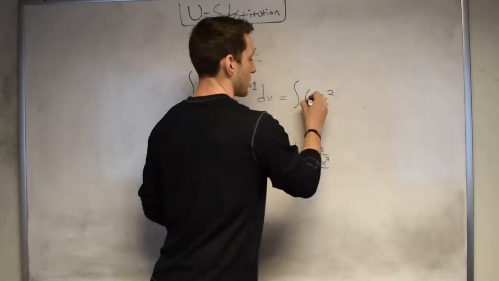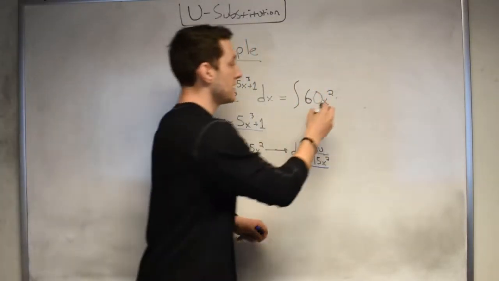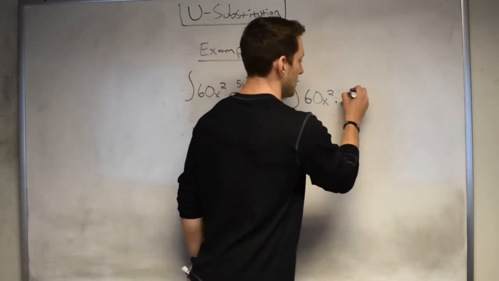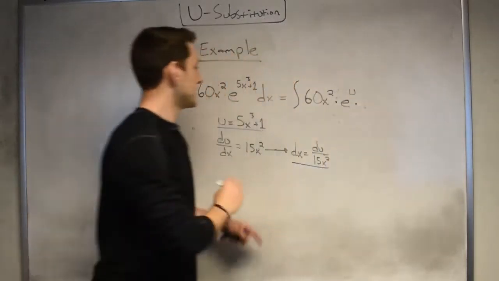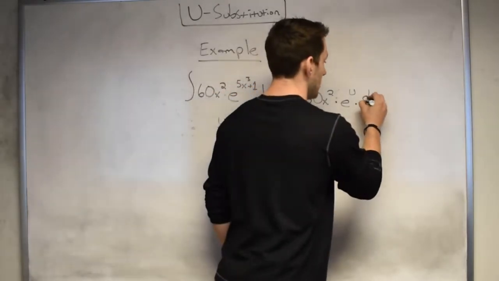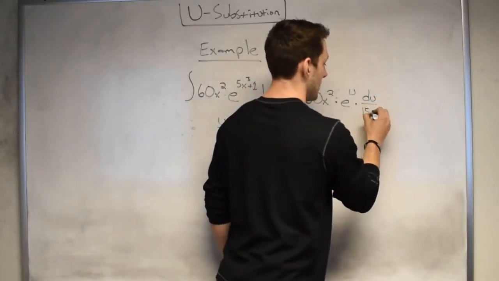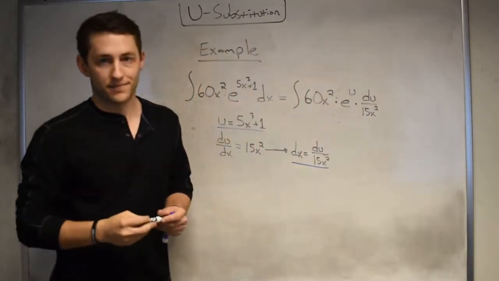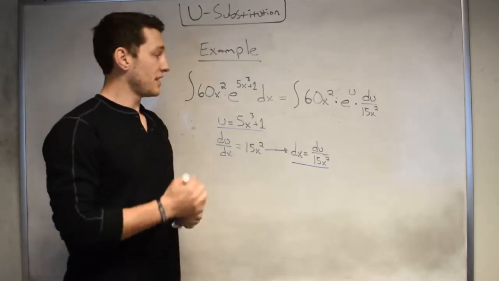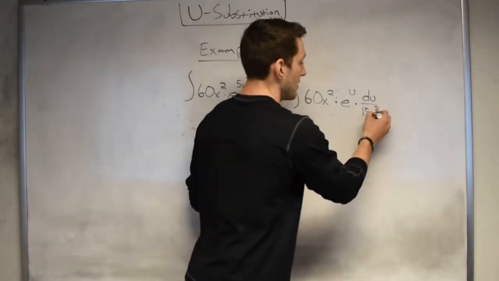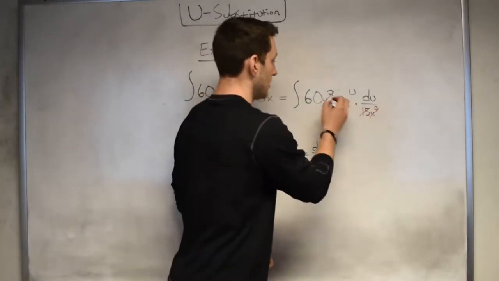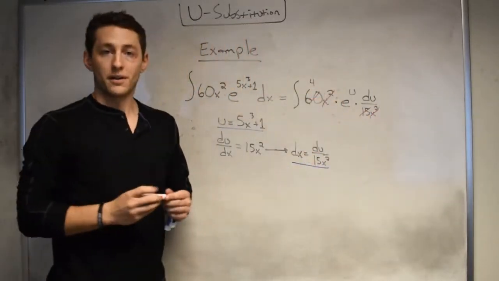So I have 60x squared times e, well, I called the power to be u, so times e to the u, times, we have a dx, but we're subbing in for dx with du divided by 15x squared. Now notice that these don't fully cancel out, but we still look for the cancellation that's there. For instance, the x squareds cancel, and 60 divided by 15 just gives me a 4.